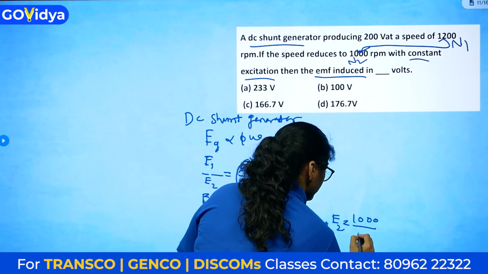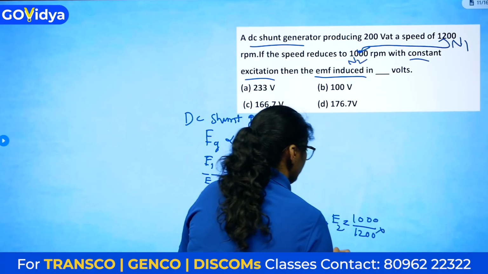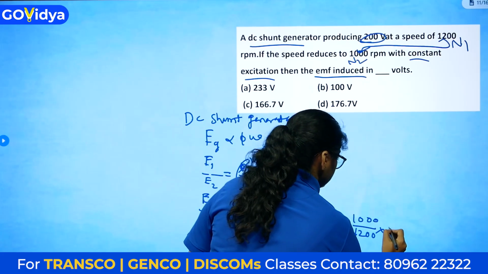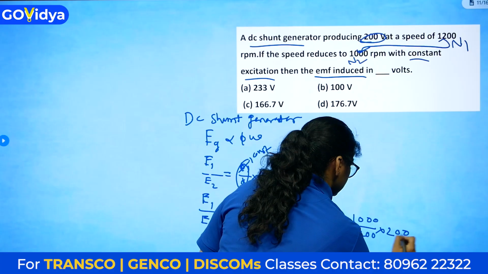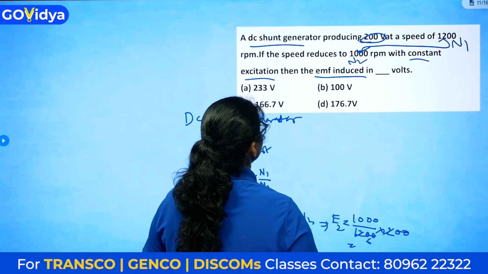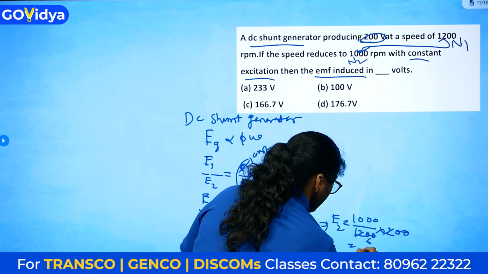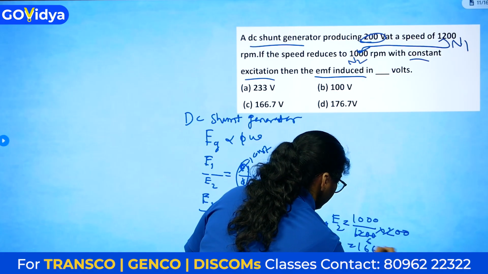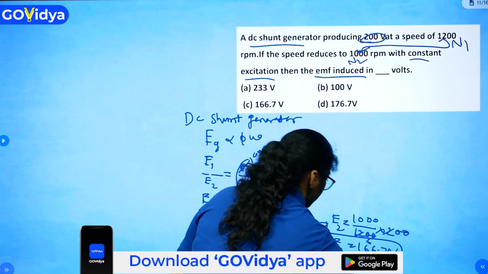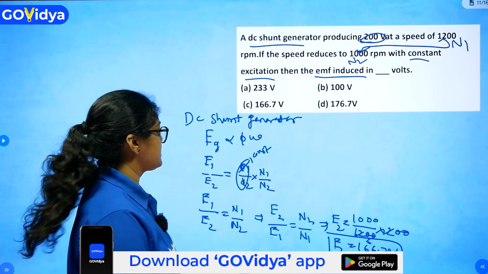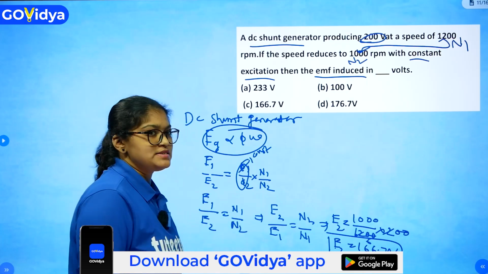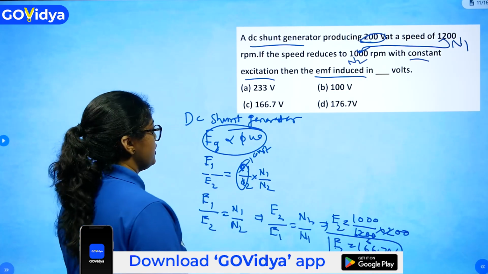Clear? So E2 is 1000 into E1, and what is the value of E1? 200 volts. So this is 200,000 by 1200, which gives around 166.7 volts. E2 is equal to 166.7 volts. Clear? So I have solved this problem using the basic performance equation, which is very important. Next question.